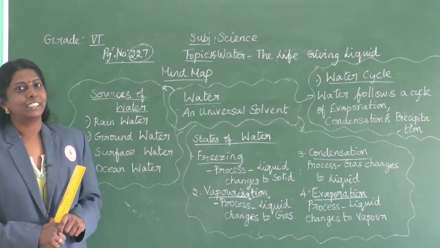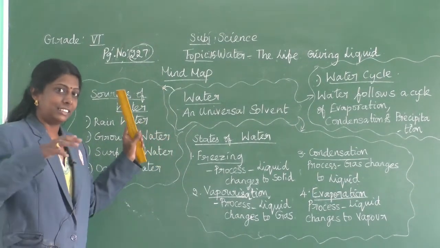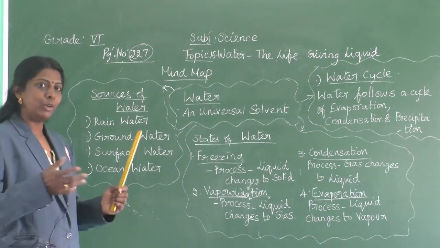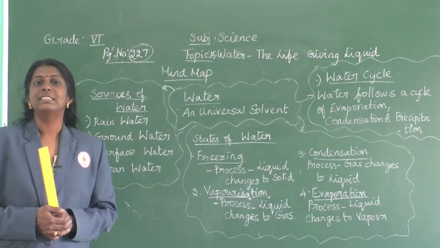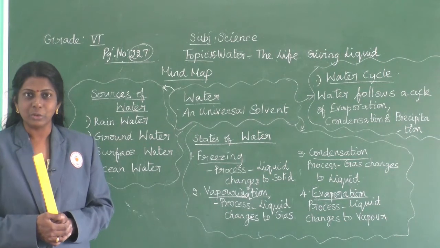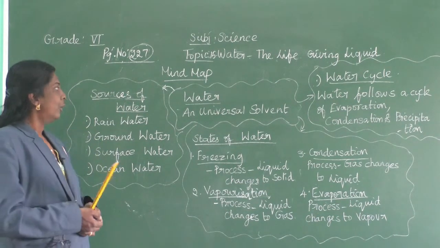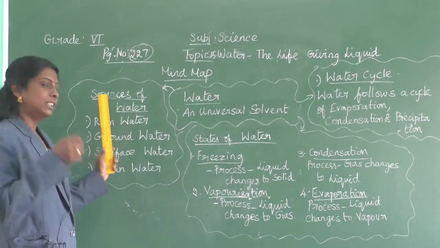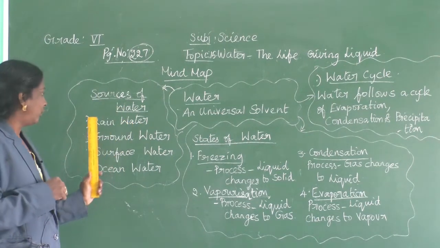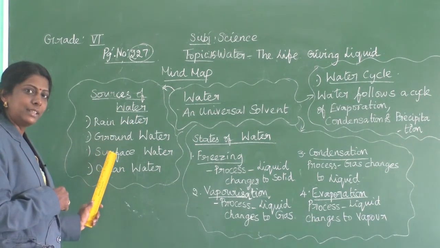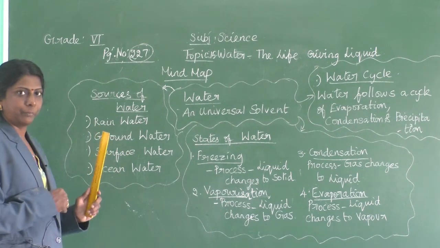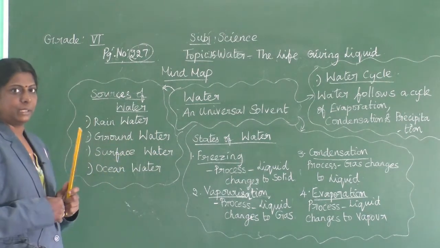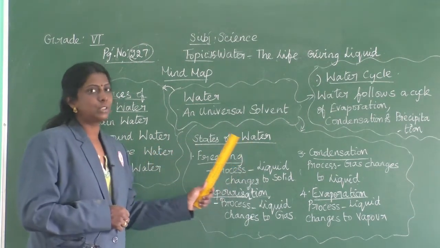Children, now we are going to learn about water and different characteristics and properties of water. As you all know, water is a universal solvent. Now about sources of water. There are different sources of water like rainwater, groundwater, surface water and ocean water. So we are going to learn about each and every source in detail.